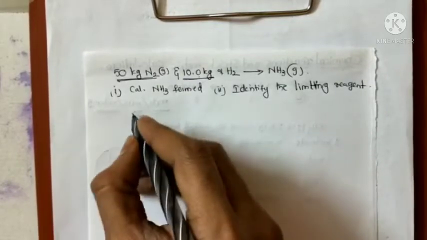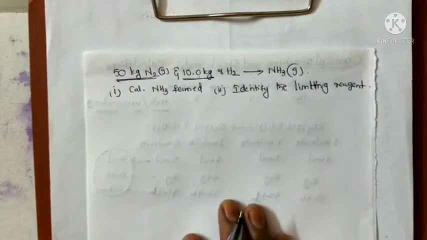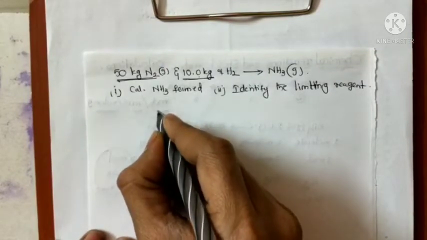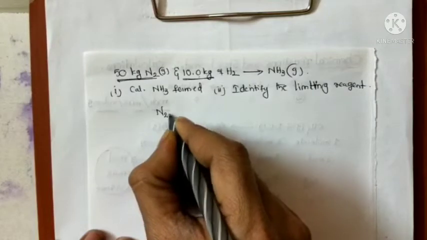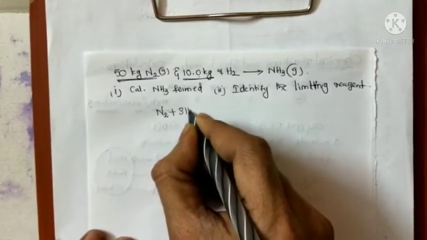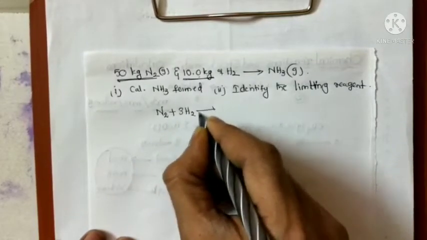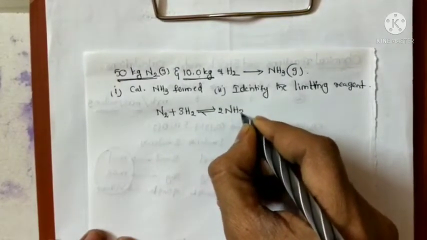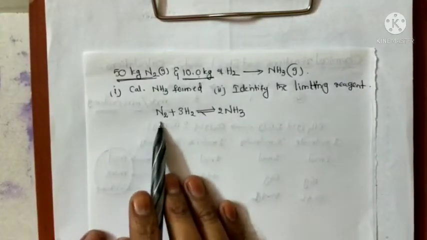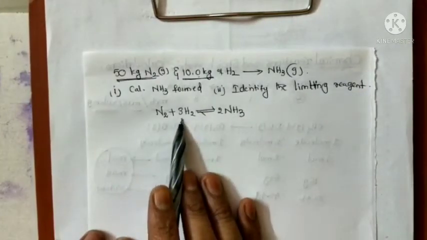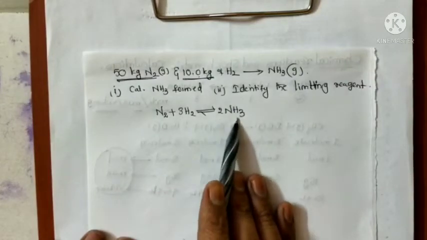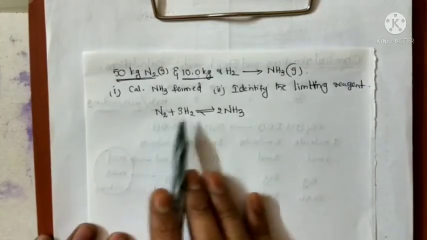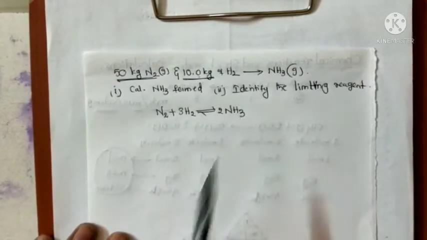So first of all, whenever we find the limiting reagent, first write the balanced chemical equation. That is, 1 mole of nitrogen is reacted with 3 moles of hydrogen to form 2 moles of ammonia. It is a balanced chemical equation: 2 nitrogens, and 2 into 3 is 6 hydrogens.